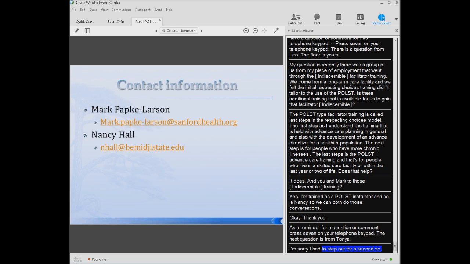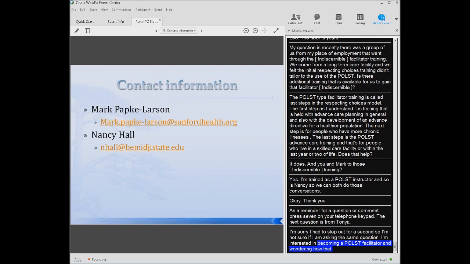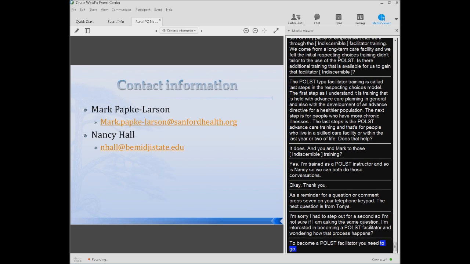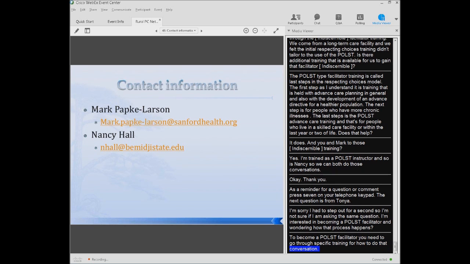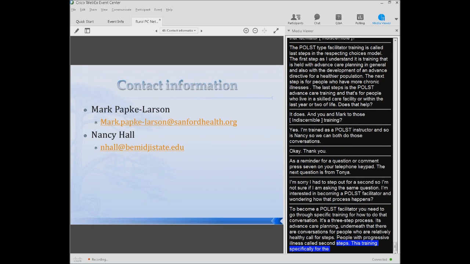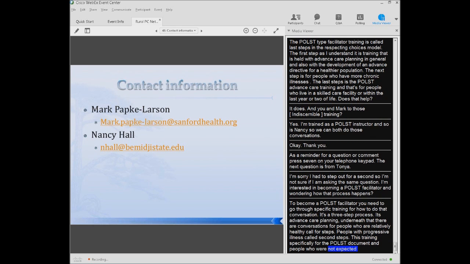To become a POLST facilitator, you really need to go through specific training for how to do that conversation. It's really a three-step process. Advanced care planning is an umbrella, and underneath that there are conversations for people who are relatively healthy, called first steps, and for people who have progressive illness, called second steps. Then there's training specifically for completing the POLST document, for people who are not expected, or for whom the physician wouldn't be surprised if they died in the next year to 18 months because of their illness. So there's specific training for those POLST documents.